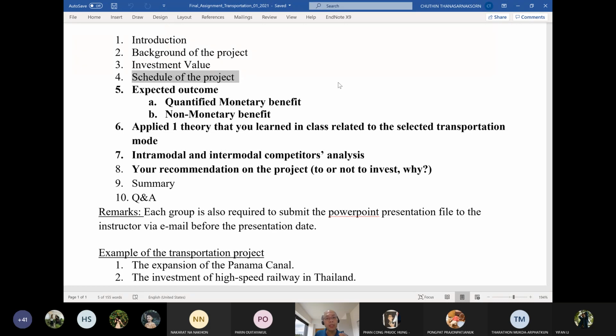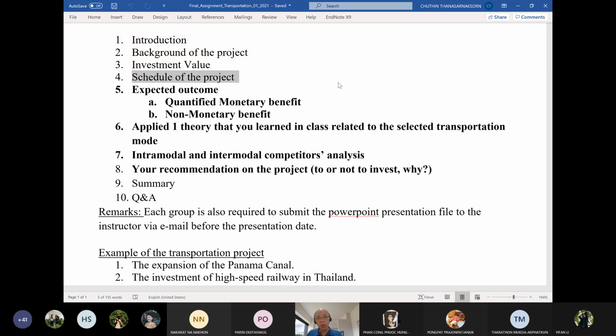Number 7, intra-modal and inter-modal competitor analysis. For example, if you choose a project about the expansion of a highway, for example the Bang Pa-in to Korat motorway project, which is quite popular. Intra-modal competitor means the competition within the same mode. So we are talking about the current highway that they have between Bang Pa-in and Korat. What's the difference? How can they compete?